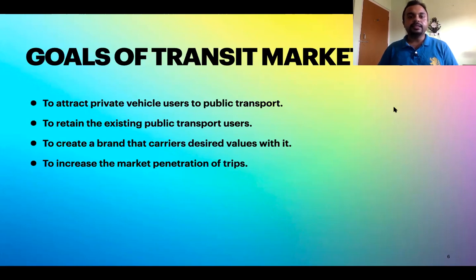Next idea is to create a brand that carries desired values with it. If there is a brand value of the public transportation, people will be more prone to use that public transportation. If you have been to Bangalore sometimes, and if you have used the Bangalore metro, that Bangalore metro is called Namma metro. You will see lots of signboards written as Namma metro.